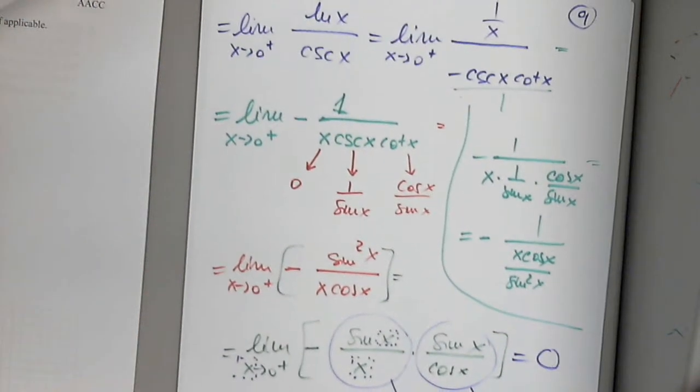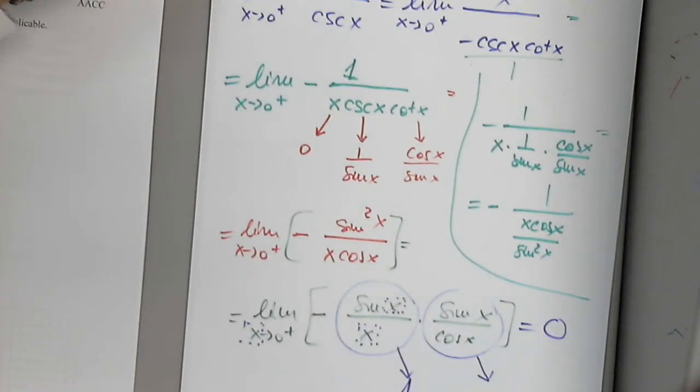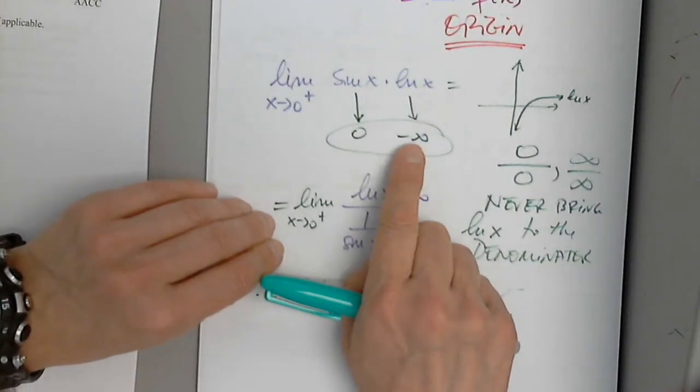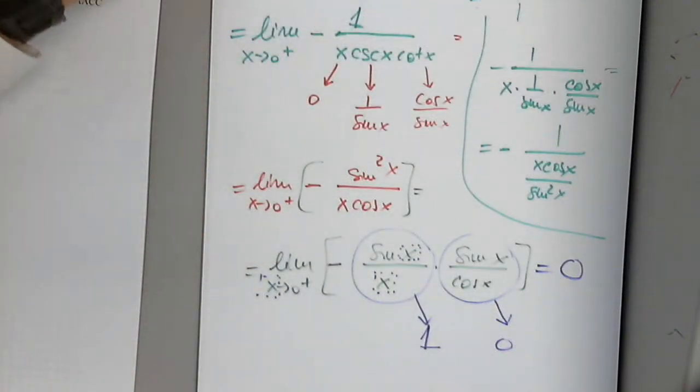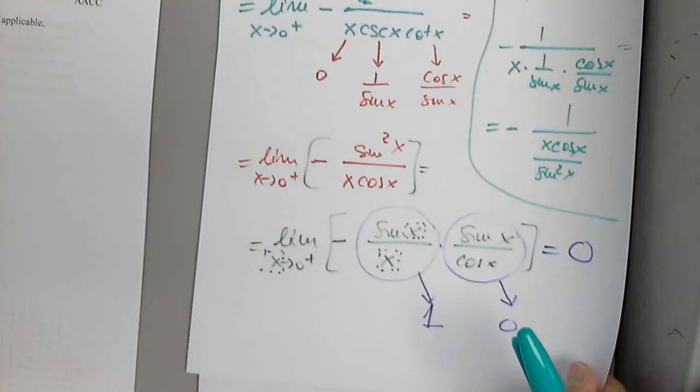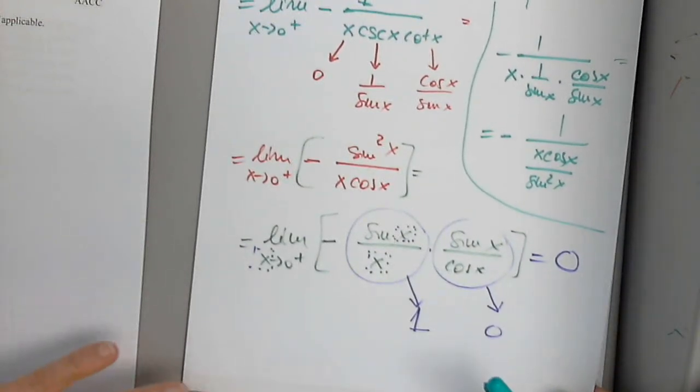Please, this is a special case. Please do not conclude ever that now we know 0 times infinity is 0, because we don't. It's an indeterminate case. Anything can happen. Very good. Any questions on this?